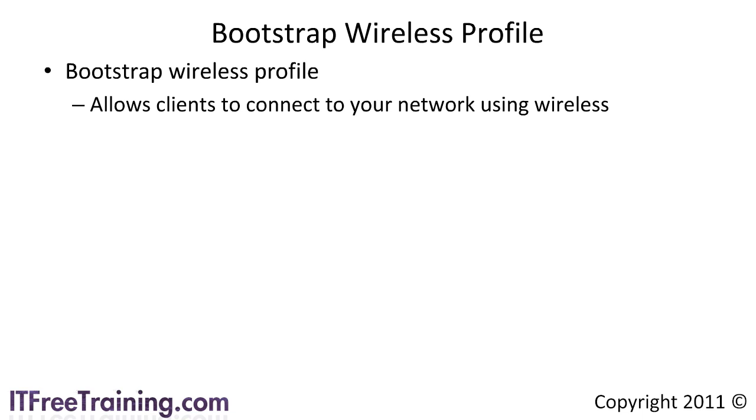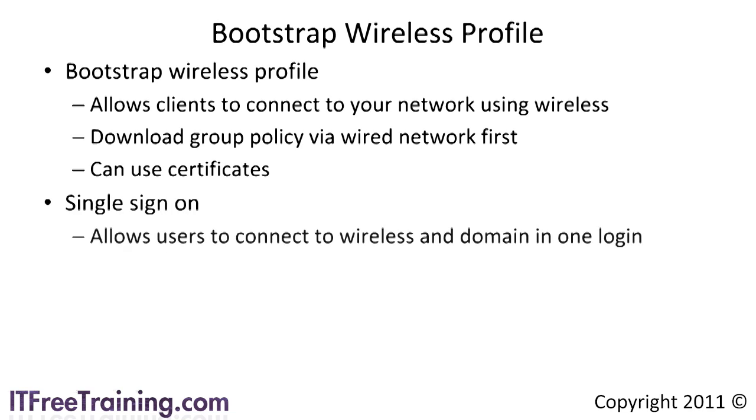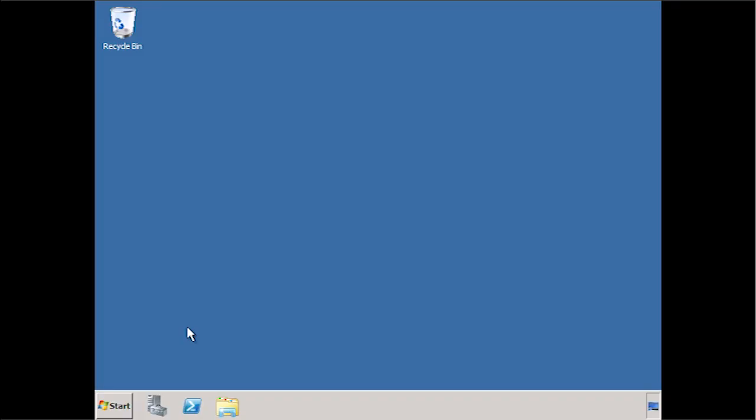In order to do this, a client must first download the group policy via a wired network. The Bootstrap wireless profile can also contain certificates if your network uses them. When set up correctly, you can also use single sign-on, which allows your users to connect to your wireless and wired networks using one login. Let's have a look at how to configure a Bootstrap wireless profile using group policy.